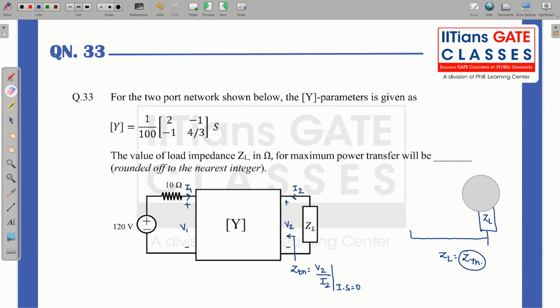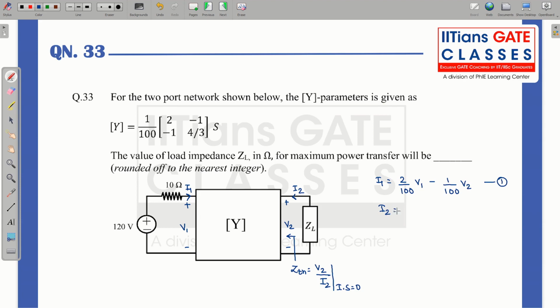I am erasing this part over here. So we know if we expand this Y parameter, it will be I1 is equal to 2 by 100 V1 minus 1 by 100 V2. Equation 1. I2 is equal to what? It is equal to minus 1 by 100 V1 plus 4 by 3 V2. Equation 2.